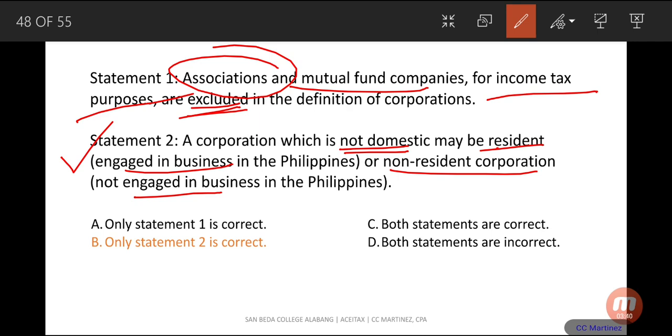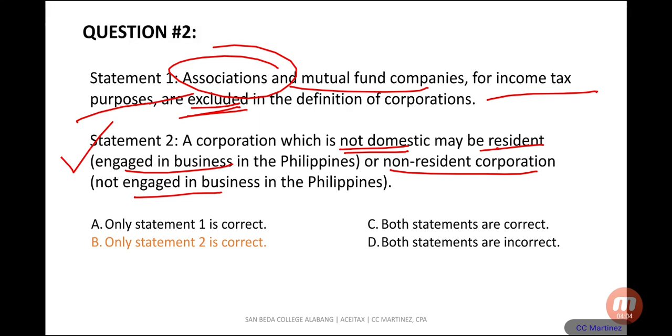Again, the following are taxable as corporation. Number 1, corporation itself. Second, partnership except GPP. Third, joint stock companies. Fourth, joint accounts. And 5, associations or insurance company. So, ang hindi naman taxable, number 1 is GPP or General Professional Partnership, and second, joint venture.